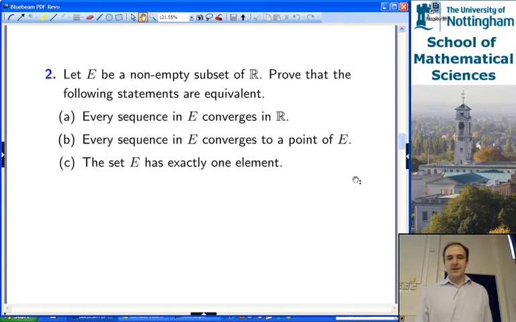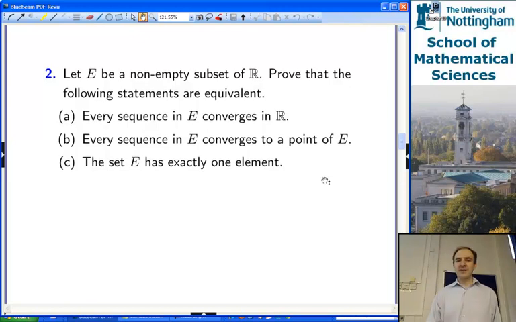So, since what this means is that the set has exactly one element, it's rather different from a criterion for closedness. Though of course, if it's got exactly one element, then it is closed, but it's probably not what people want to mean. So, when I've asked people to write down the sequence criterion for closedness, I quite often get people writing every sequence in E converges to a point of E. And sometimes people write things like every sequence in E converges in R, and nobody writes the set has exactly one element. But these three are equivalent.